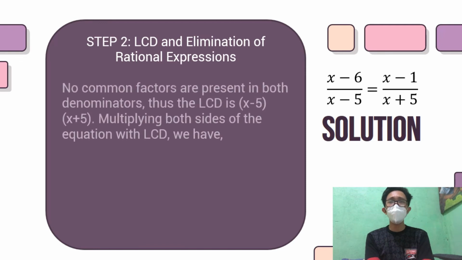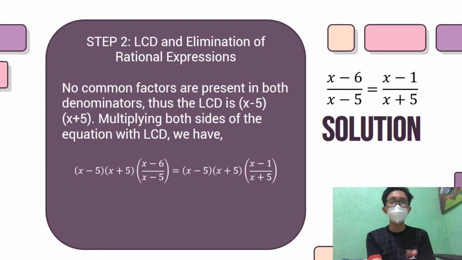So, no common factors are present in both the denominators. Thus, the LCD is x minus 5 times x plus 5. So, parehong prime factors ang x minus 5 at saka x plus 5. So, both of them are considered now the LCD. So, i-multiply natin both sides of the equation. We have x minus 5 times x plus 5 times x minus 6 all over x minus 5 is equal to x minus 5 times x plus 5 times x minus 1 all over x plus 5.